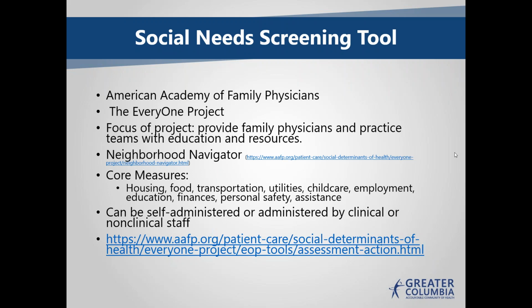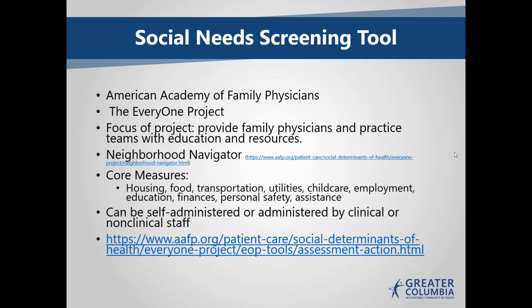To help realize this vision, AAFP launched the Everyone Project to help family physicians take action and confront health disparities head-on. The Everyone Project focuses on providing family physicians and their practice teams with education and resources, advocating for health equity, promoting workforce diversity, and collaborating with other disciplines and organizations to advance health equity. So that's a small description of what the Everyone Project is and how they tie the social needs screening tool into that project. One of those resources that they have available on their webpage is the Neighborhood Navigator.